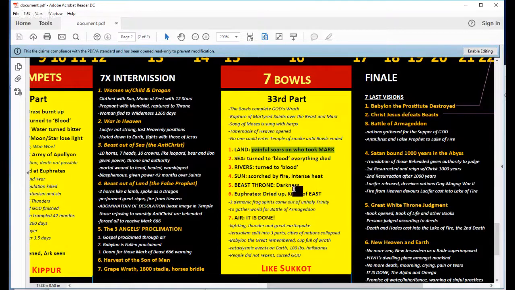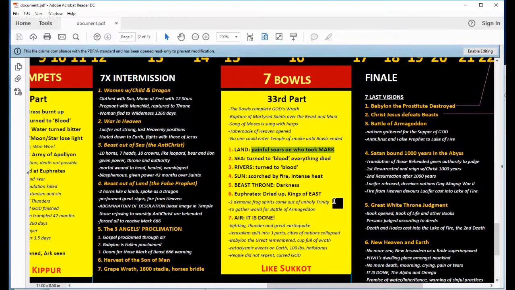At that point, then the sixth bowl is poured out, and the Euphrates River is dried up, and the kings of the east come over. Some people say this is the 200 million man army of China, but other people say no, that's impossible. It is probably by description a demonic army. Why it comes from the east, not sure, but that's where it comes from. And it says three demonic frog spirits come out of the unholy trinity of Satan, the first beast or Antichrist, and the second beast or the false prophet.